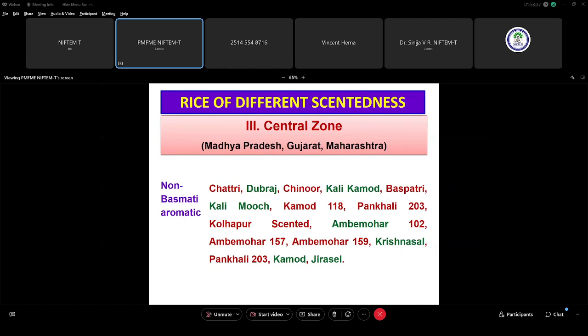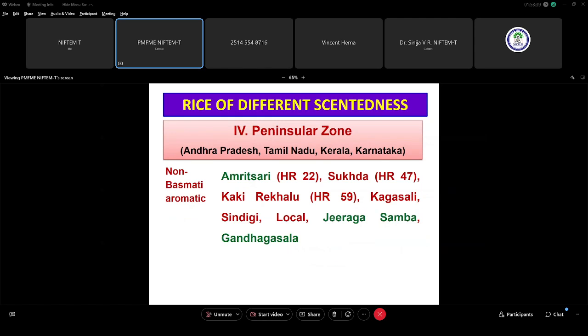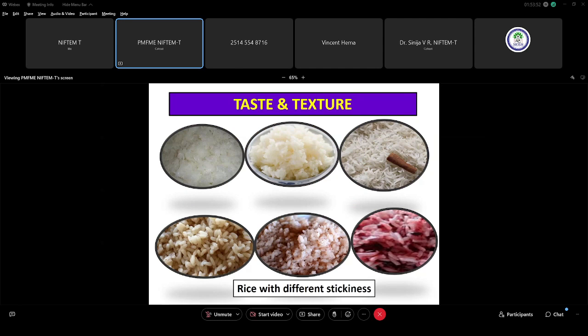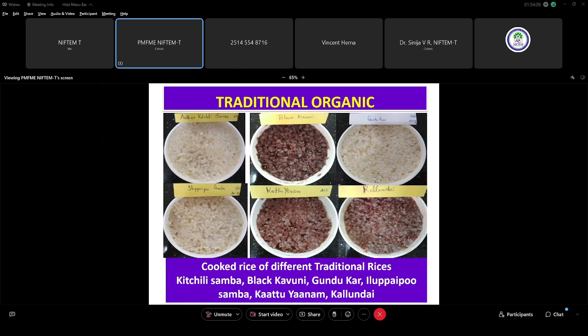And similarly, in the central zone also, we have many varieties. And in the peninsular zone, that is in the southern part of the country, we have Amritsari, Jeeragasamba, and Gandagasala, which are very much preferred in this area. We have rice of different texture and taste. When it cooks moist, it is tasty rice. There are rice which cook fluffy, and individually the grains appear. There are many traditional varieties which cook to different taste and texture.